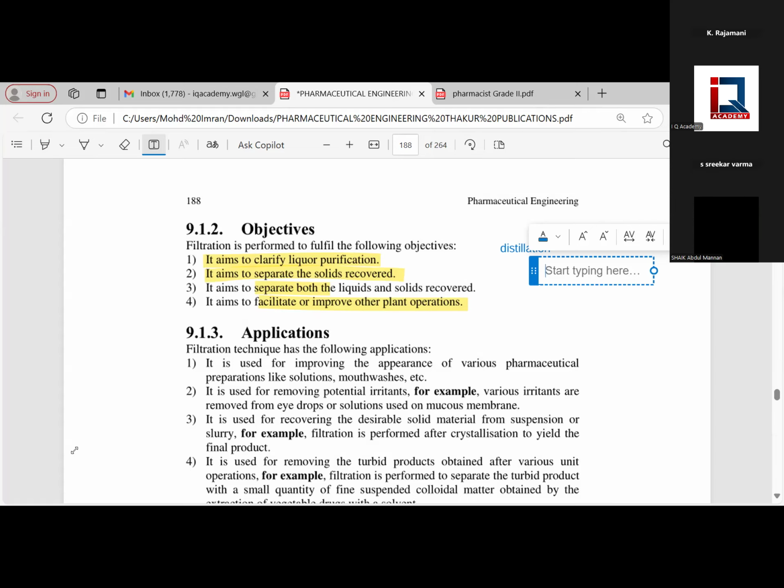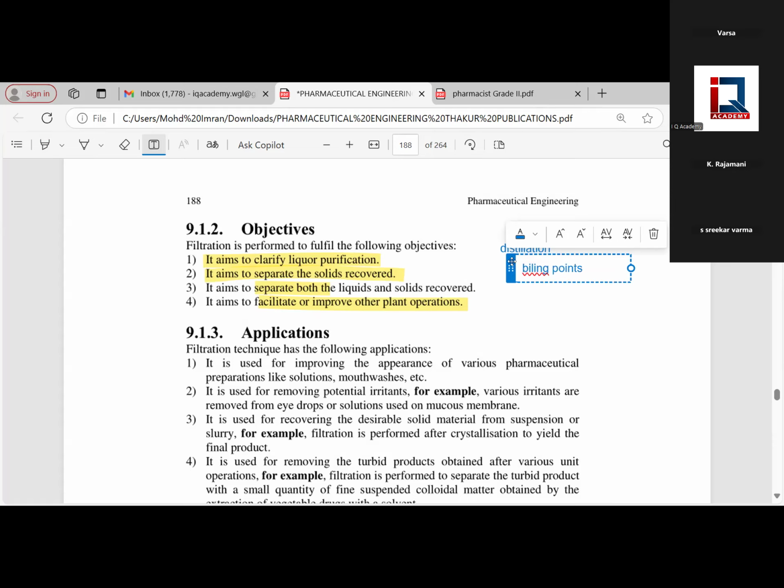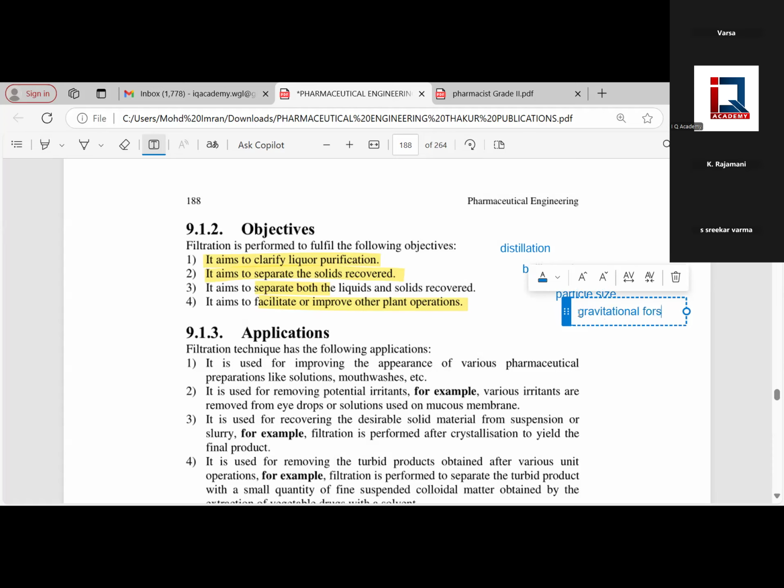Yeah. So distillation is also a purification and separation technique. Filtration is also a purification and separation technique. In distillation, you are separating based on differences in boiling points, right? Whereas in filtration, it depends on particle size. And the governing force in filtration is gravitational force. So that you should remember, right?